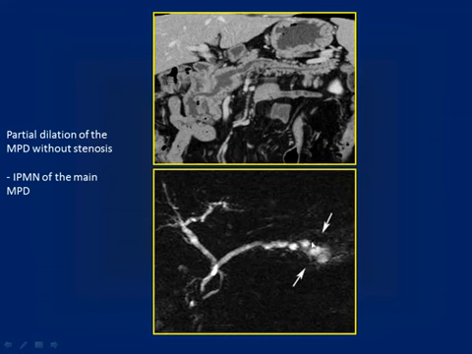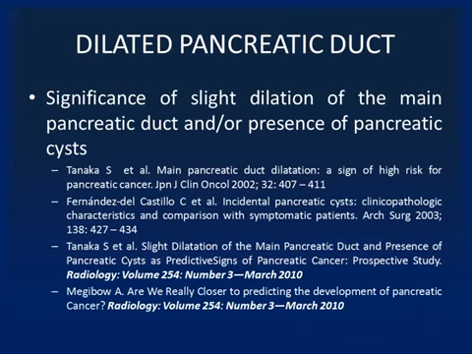When you see a dilation of the main pancreatic duct without stenosis, think of the possibility of IPMN of the main pancreatic duct. This is another example with computed tomography. We have this isolated dilation, but there is no stenosis. We see the dilation up to the papilla without a definite stenosis, so we have to think of the possibility of an IPMN of the main pancreatic duct.